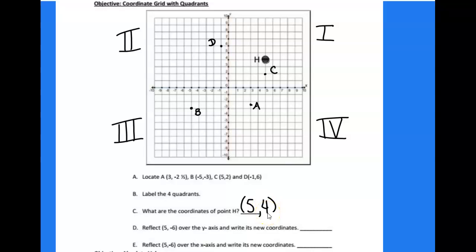Reflect (5, -6) over the y-axis and write its new coordinates. So I need to plot (5, -6), that's over to the right and then down to negative 6. And then I need to reflect that over the y-axis. Here is the y-axis and I need to go over it. So I count 1, 2, 3, 4, 5 over to the axis. This is where my new point is. The new coordinates are going to be at (-5, -6).